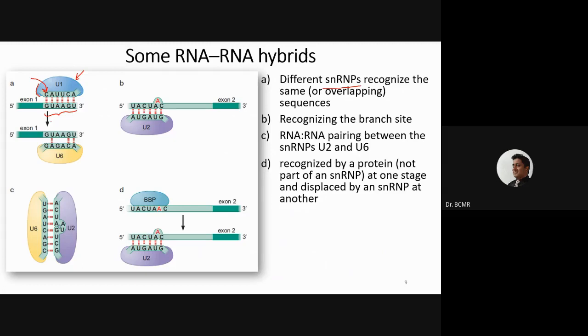And the same sequence is recognized later by a different protein. Say, for example, at one point, it is recognized by U1, and at a later point, the same sequence is recognized by U6. And how is that useful or better? It's because, say, for example, one might make a mistake.